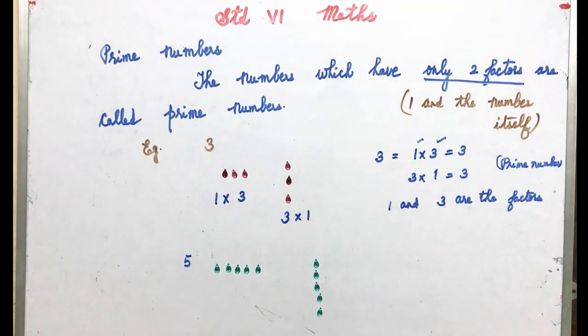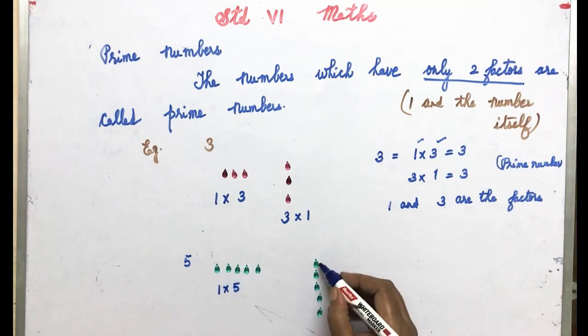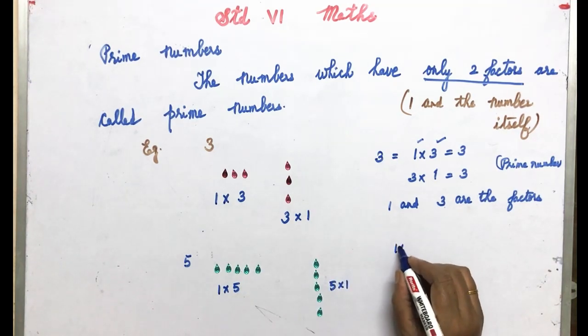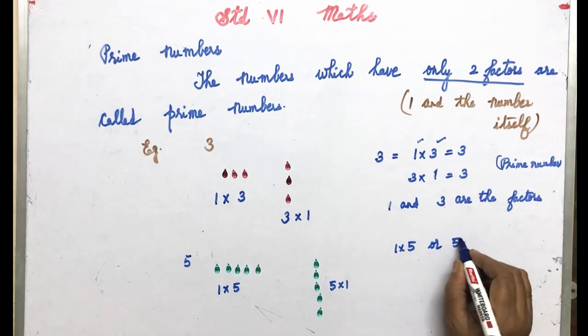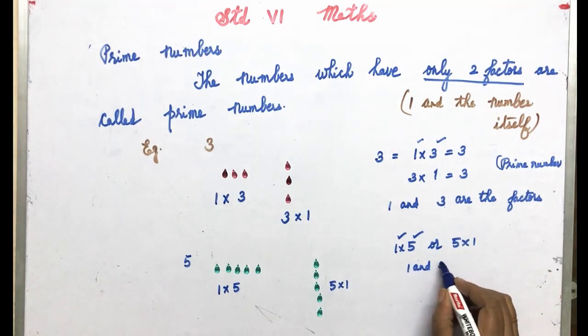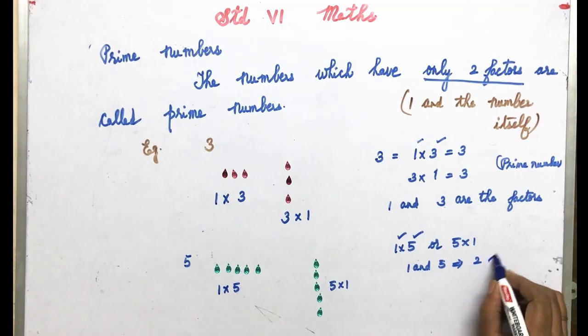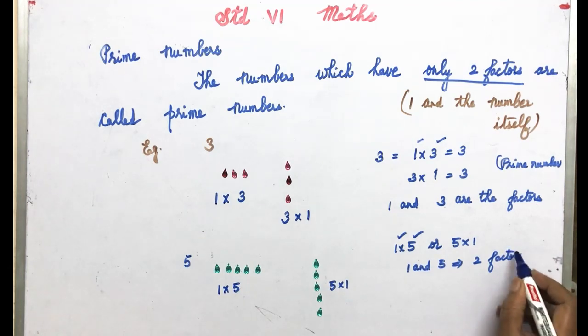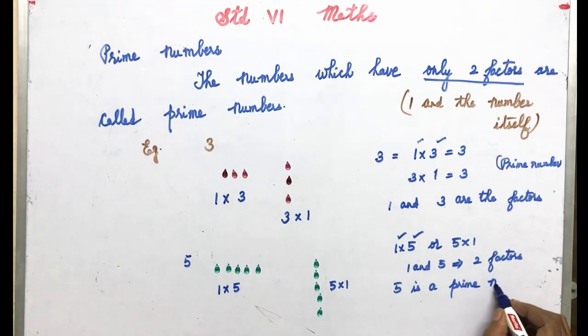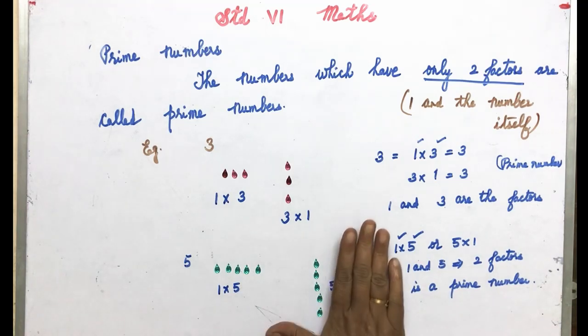So, how have we arranged here? There is only one row, but in one row there is 5. Here 5 rows are there, but 1 in each row. So, 5 into 1. Here also only 2 ways are possible. So, 1 into 5 or 5 into 1. The numbers are same. So, which are the factors now? 1 and 5. And here also we have only 2 factors. So, 5 is a prime number. Next we shall see some other prime numbers.